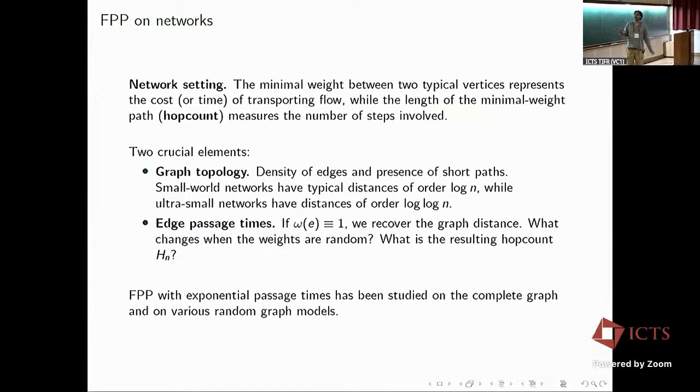If all of them are equal to 1, we have graph distances. But if they are random, then we want to know, okay, what's the fastest path, how long does it take to go from U to V. And in general, these questions are studied on different types of models: complete graph, also some random graphs, with exponential passage times, or also more general passage times. We will focus in our setting on the configuration model.